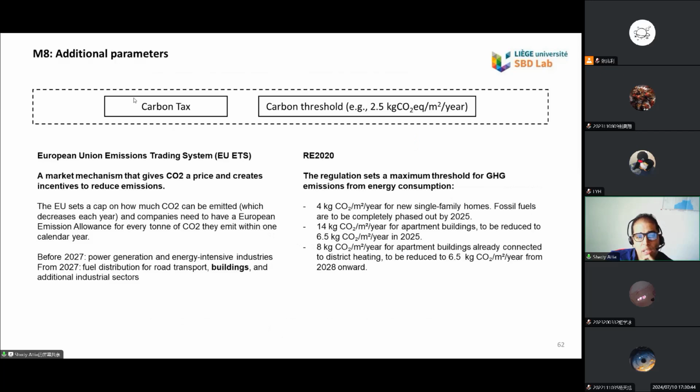And then we can move to module number 8, which is the additional parameters. If you want to add a carbon tax, if you want to have a certain threshold of emissions, like I told you before, we have a carbon tax in Europe. Most probably by 2028, it will be obligatory in the residential sector. So if you emit more than a certain amount of CO2 equivalent, you will pay a tax for every ton of CO2. These are types of examples that could be added to the framework.